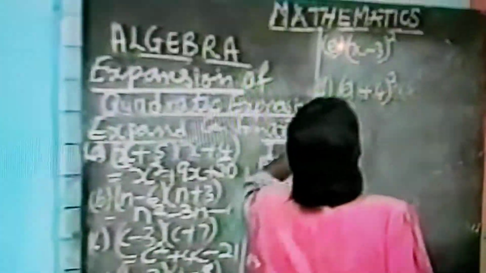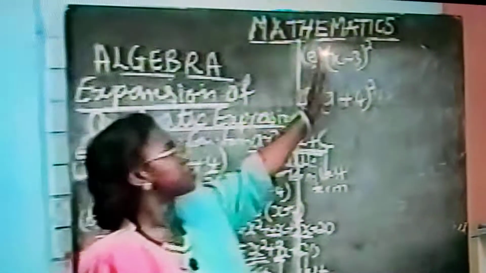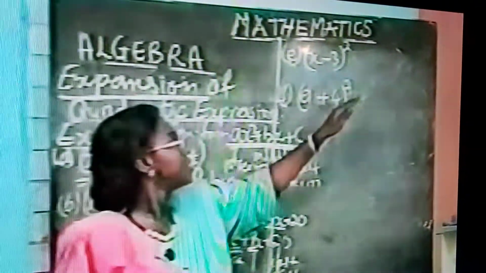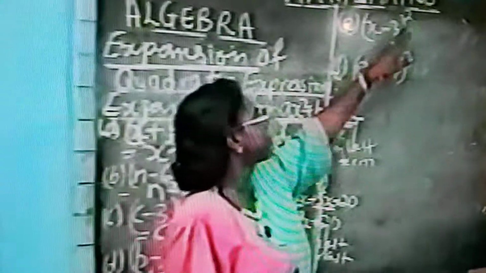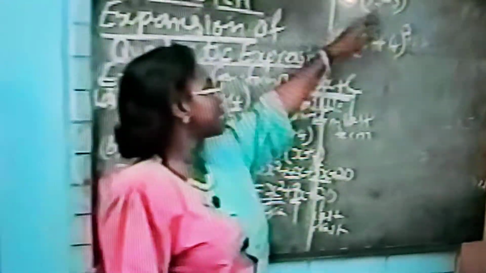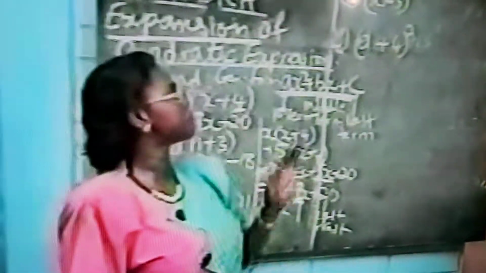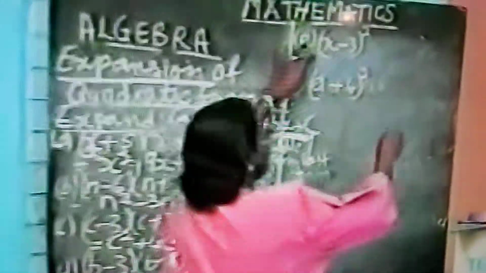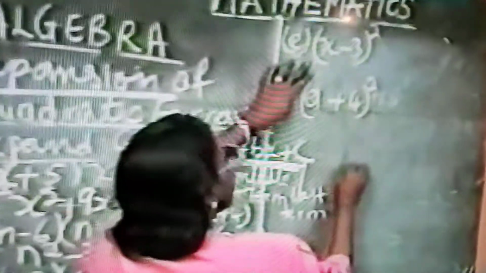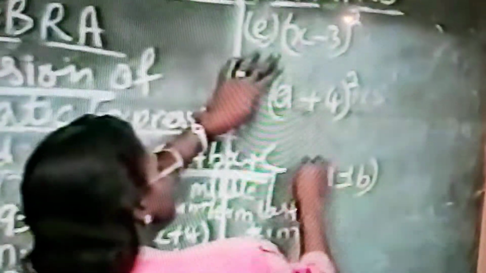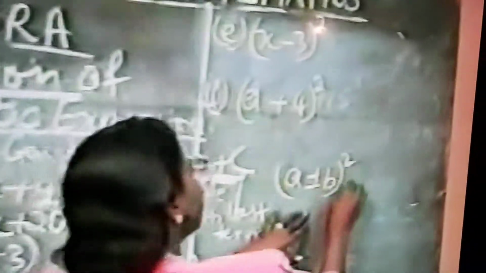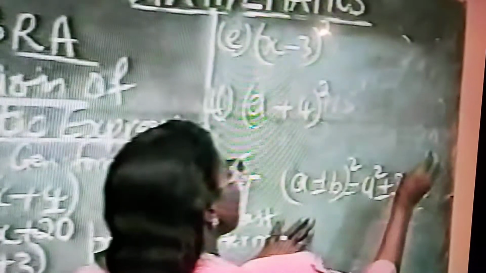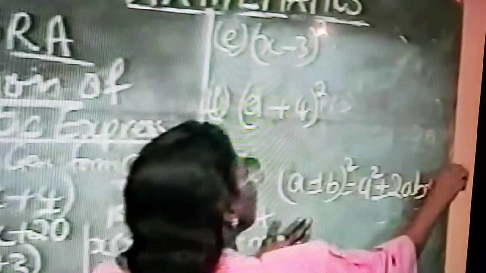Now, E and F gives us an example of what we call a perfect square. Perfect square is anything in brackets raised to power 2. So these are perfect squares. And the general form for the expansion of perfect square is, if I can write that, let me write that somewhere here. A plus or minus b in bracket squared will give you a squared plus or minus 2ab plus b squared.